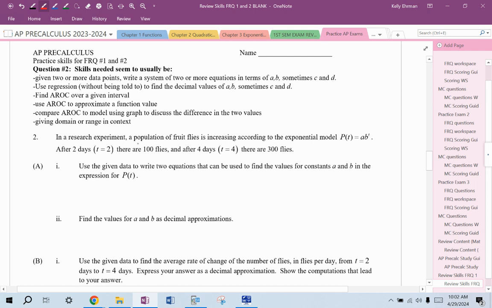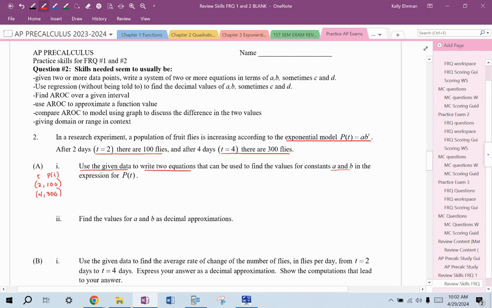In a research experiment, a population of fruit flies is increasing according to the exponential model. So they tell us what kind of model to use. And we have 2 points. After 2 days, there are 100 flies. After 4 days, there are 300 flies. Use the given data, that is the points 2, 100 and 4, 300, to write 2 equations that can be used to find the values for constants A and B in the expression for P of T. You don't have to do any rearranging, just plug in T and P of T.